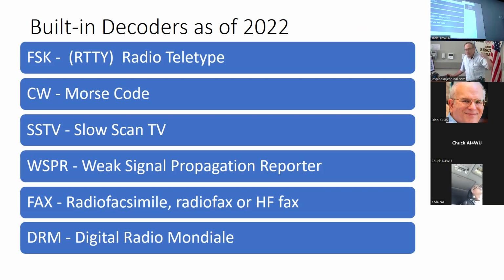You got Whisper. If you've ever heard of the Whisper mode, it's one of the weak signal beaconing modes. Fax, you probably heard of fax, and then Digital Radio Mondiale, which is a digital encoding for shortwave broadcasters.